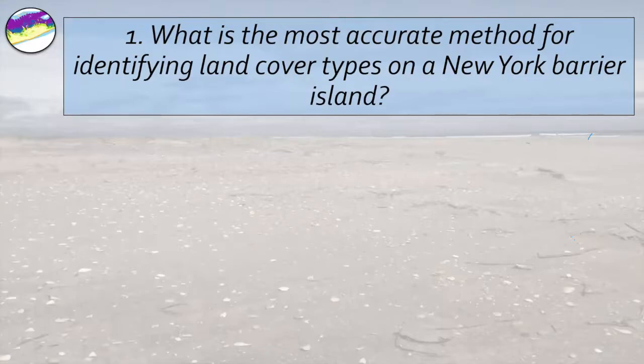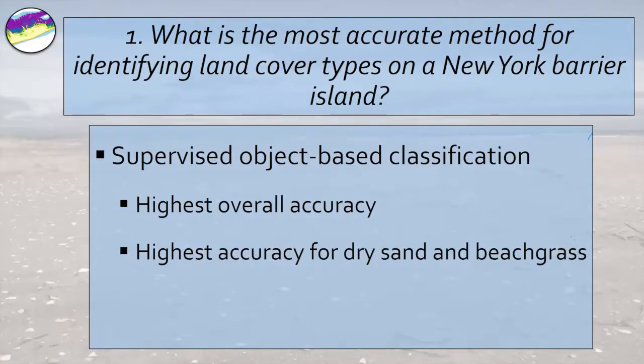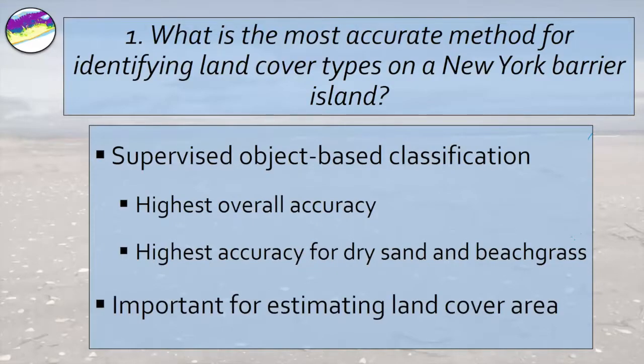So in answer to that first question, what was the most accurate method for identifying land cover types on these New York barrier islands? Well, we saw that the supervised object-based classification had the highest overall accuracy. It also had the highest accuracy for those dry sand and beach grass communities. And this is important because if we're going to derive estimates of land cover area from our images, we want to make sure that we are accounting for this accuracy.